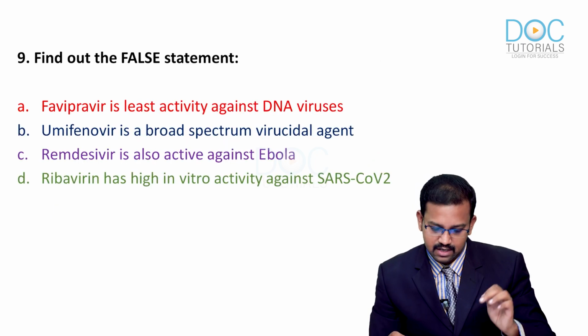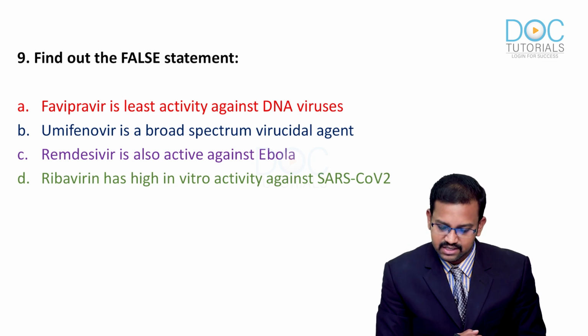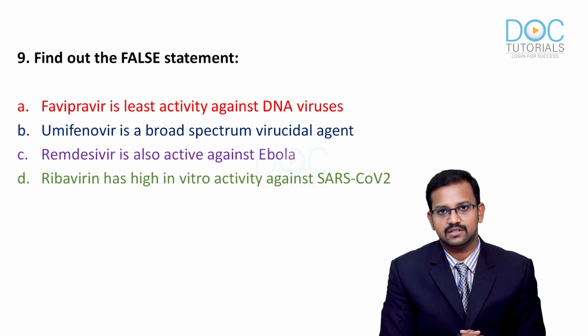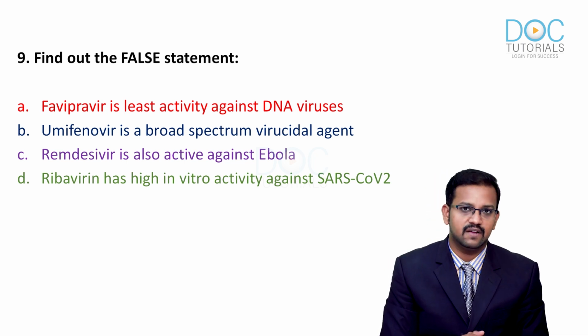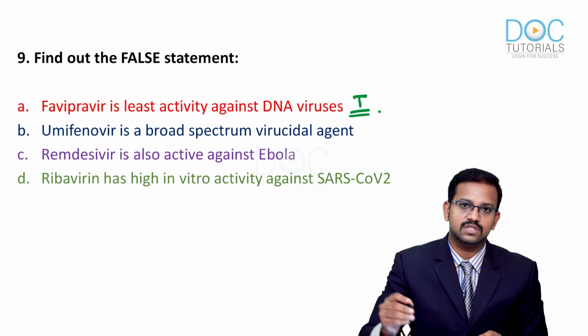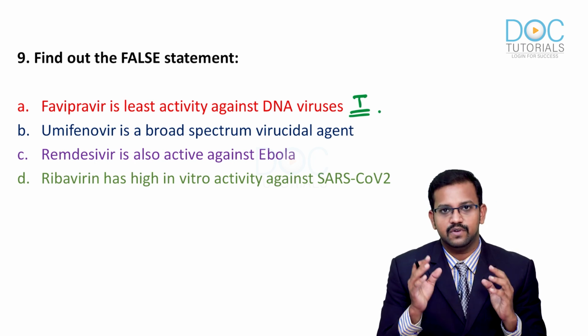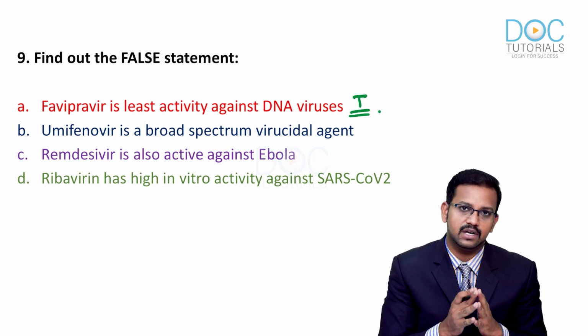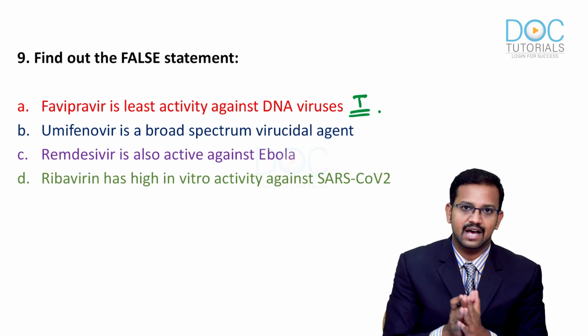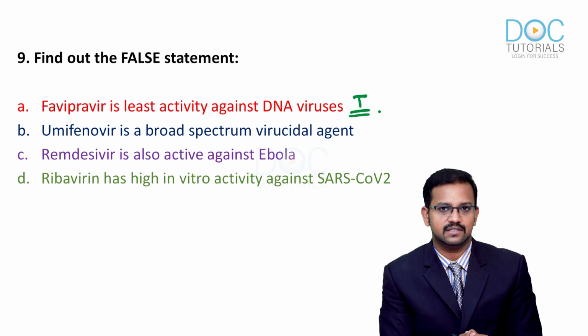Now the next question. Find out the false statement. Favipiravir has least activity against DNA viruses. Yes, it is a true statement. Why? Because we've already seen that Favipiravir is a very good virucidal agent, but it acts only on RNA viruses. It has very little effect on DNA viruses.